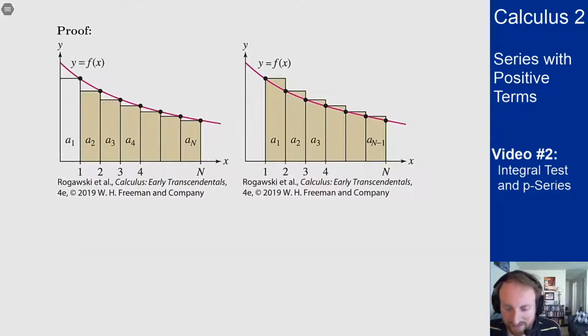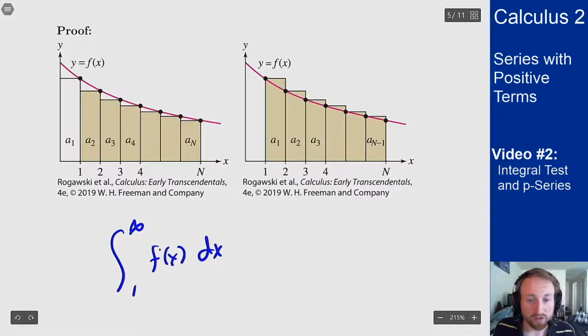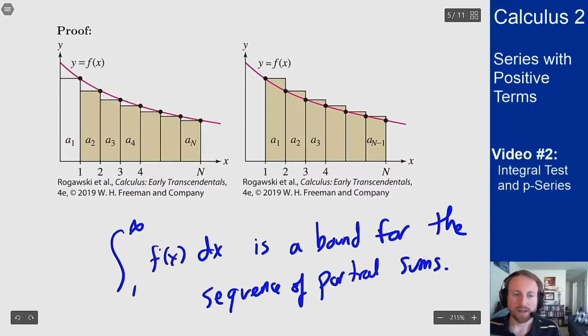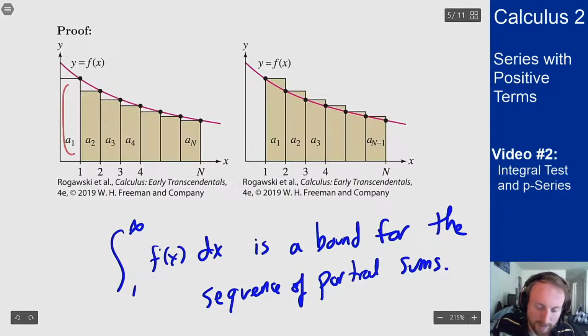So the main idea is that the improper integral is going to form a bound for my sequence of partial sums. And that is sort of the first picture here up on the left. The point is, the partial sums are adding up the areas of each of these boxes. Here's f of 1, so this a_1 is 1 times f of 1. It's the first term in the series. Here's the second term in the series. Here's the third, here's the fourth, here's the fifth, and so on.